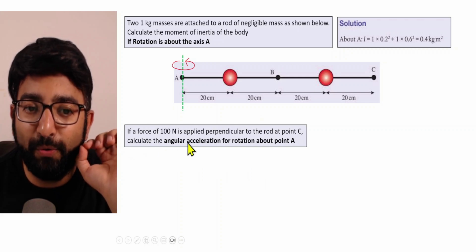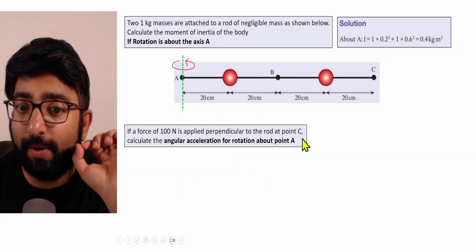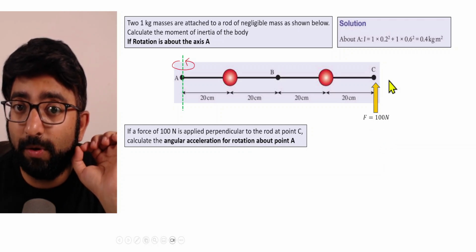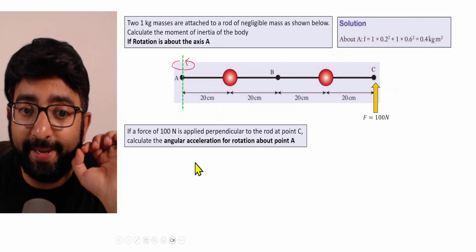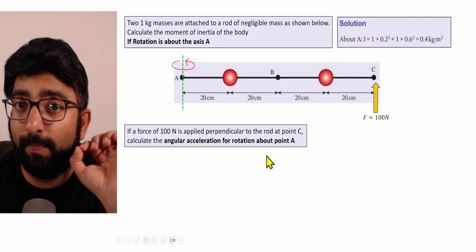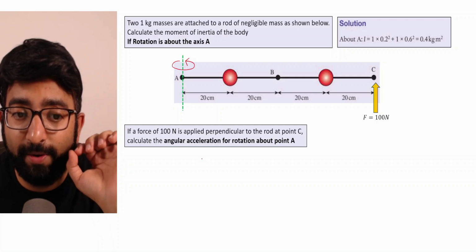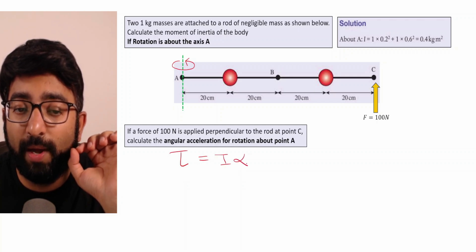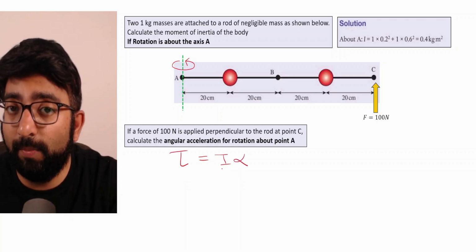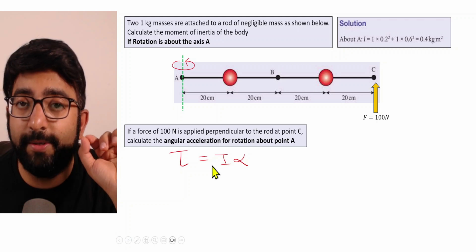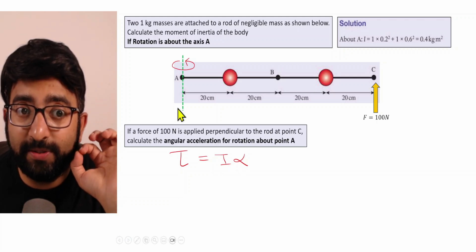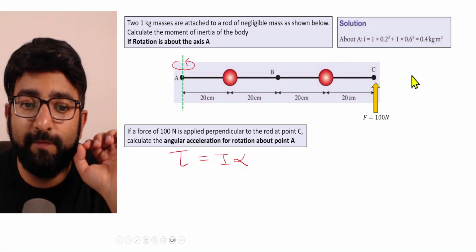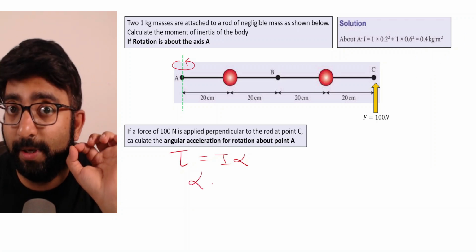If a force of 100 Newton is applied perpendicular to the rod at point C. So, if we apply a force of 100 Newton, which is perpendicular to the rod as shown, we have to find the angular acceleration for rotation about the point A. Since we have to find the angular acceleration, we are going to use the basic formula torque is equal to I into alpha. F is equal to ma for linear motion, but for rotation we use torque is equal to I into alpha. In this case, rotation is about the axis A, and the moment of inertia we had found out was 0.4.